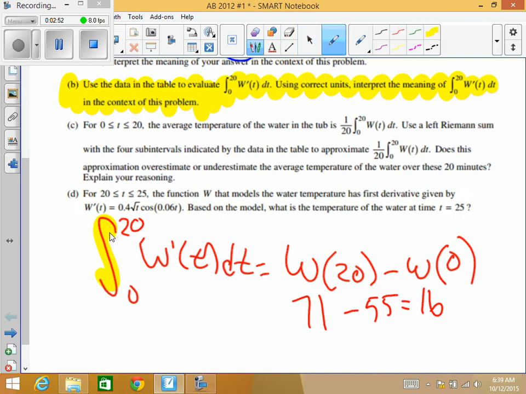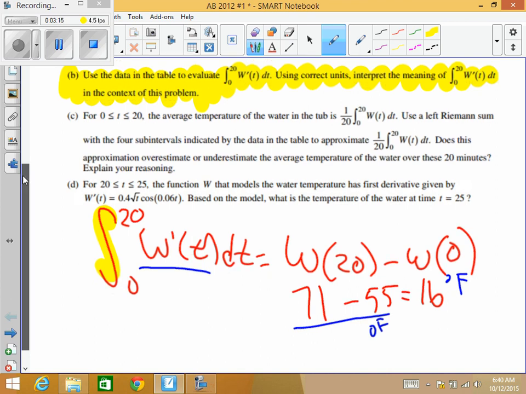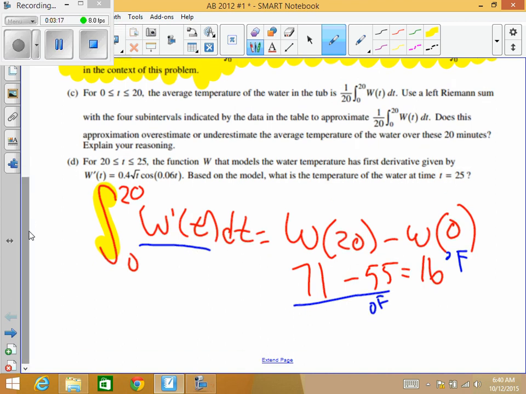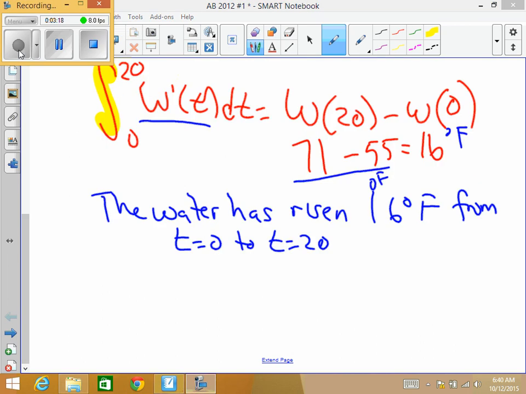We're also asked to interpret those units. It helps us to understand that these are units in degrees Fahrenheit. That might give us a clue. And because this w prime t is the rate of change of temperature, the antiderivative would be the change in temperature. So you should write something about how the temperature changed by 16 degrees during those 20 minutes. And that's it for part B.